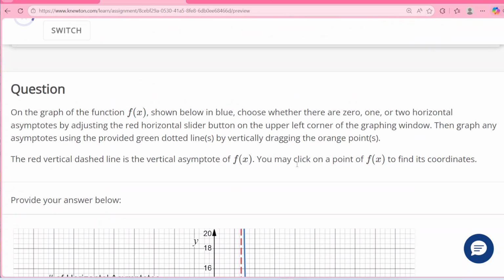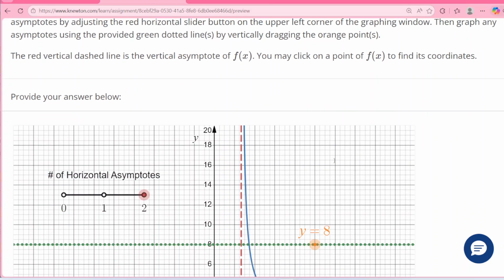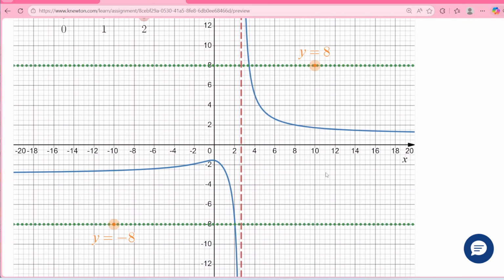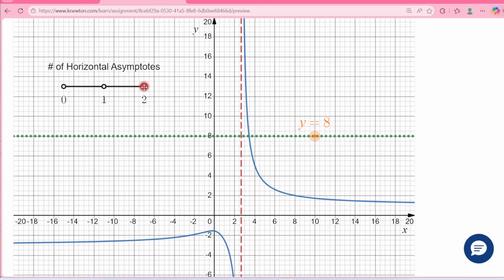So it says on the graph of the function f shown below in blue, choose whether there are 0, 1, or 2 horizontal asymptotes by adjusting the red horizontal slider button on the upper left-hand corner of the graphing window. Then graph any asymptotes using the provided green dotted lines by vertically dragging the orange points. So look, they got two asymptotes here, right? There's two of these green dotted lines.